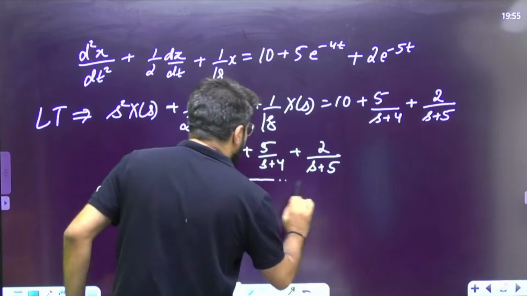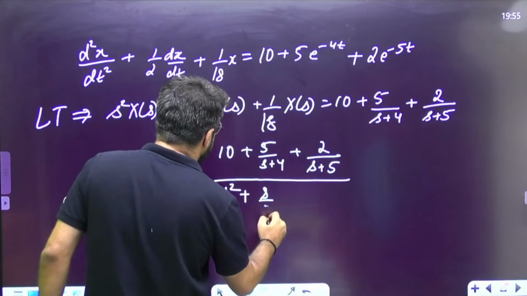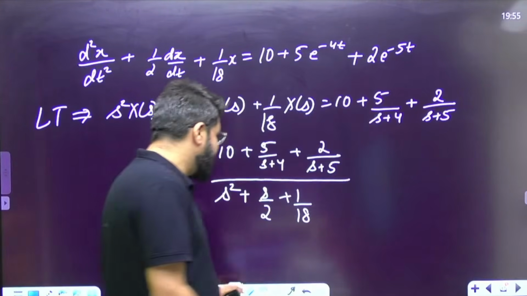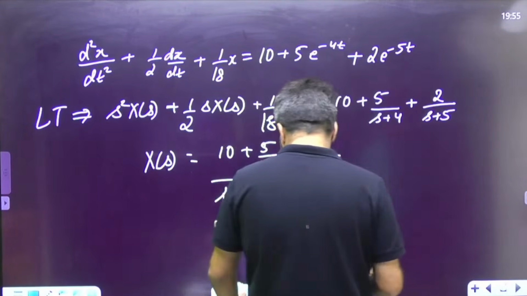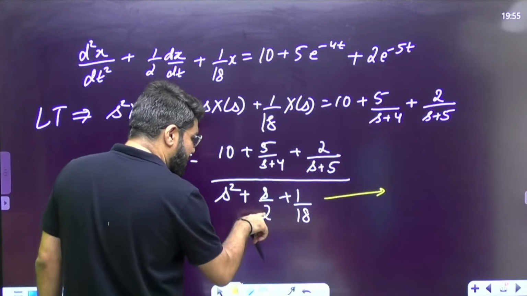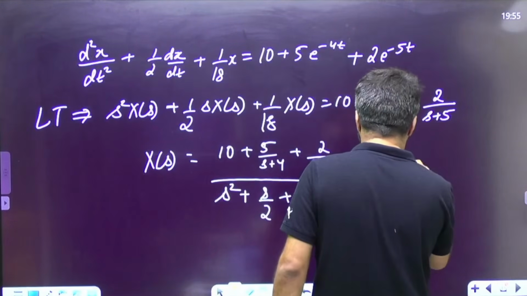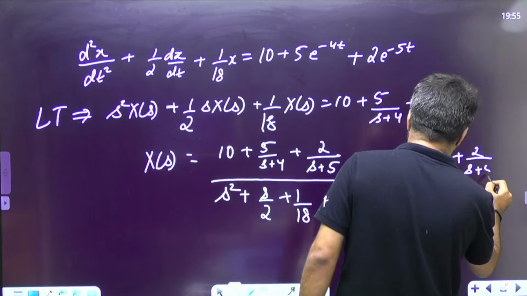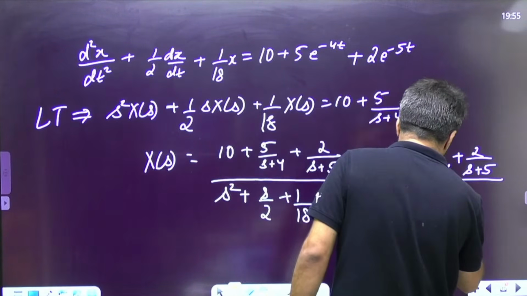Let this be like this, divided by s square plus s by 2 plus 1 by 18. Now if you focus on this one, this is going to be s square plus s by 2 plus 1 by 18, 1 by 3 and 1 by 6. 1 by 3 plus 1 by 6, when you add, you get half. When you multiply, you get 1 by 18. So I'll write it whole this way. I have some numerator function, 10 plus 5 by s plus 4 plus 2 by s plus 5, divided by (s plus 1 by 3)(s plus 1 by 6).